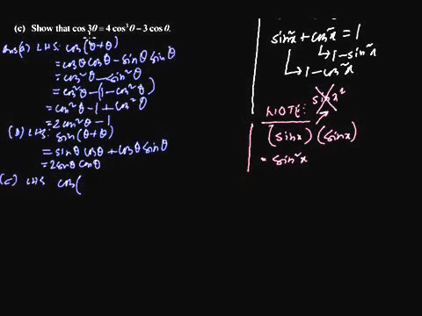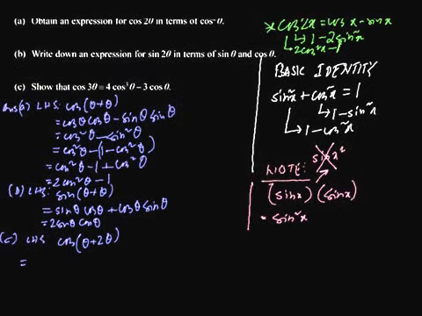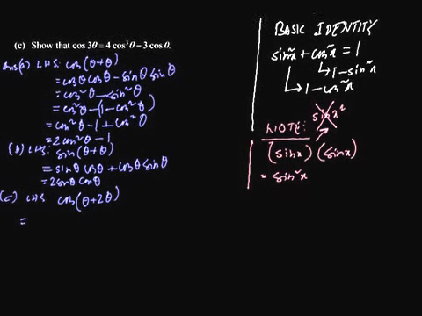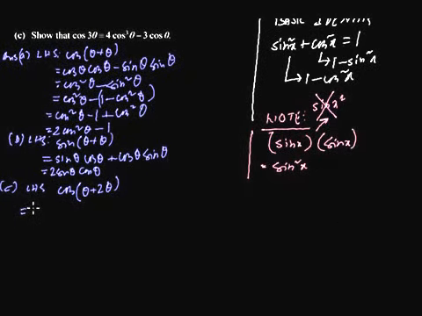Cos 3 theta. Since in the previous sum we have done cos 2 theta and sine 2 theta, we can write cos 3 theta as theta plus 2 theta. So in that case we can write from the identity of cos A plus B, cos cos minus sine sine. So from that identity we can write cos theta cos 2 theta minus sine theta sine 2 theta. So cos cos minus sine sine.